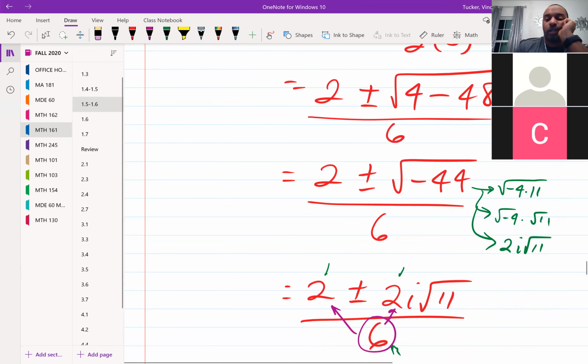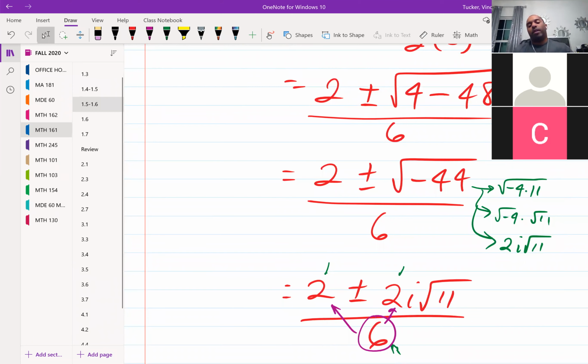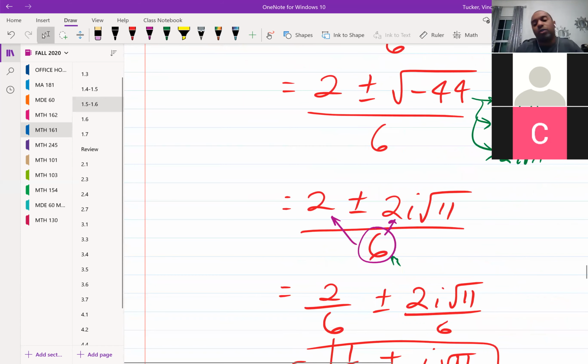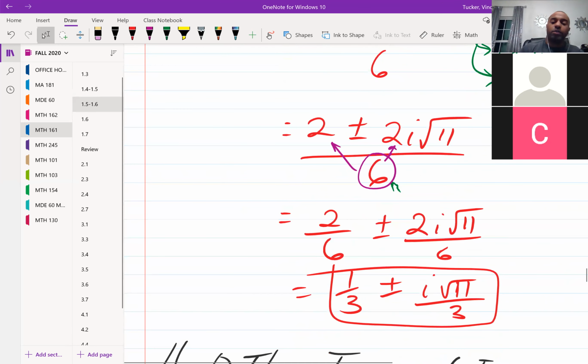All right. Then take 6 and divide it into each term. So that's 2 over 6 plus or minus 2i, square root of 11 over 6. And if you reduce it, that'll be 1/3 plus or minus i square root of 11 over 3.